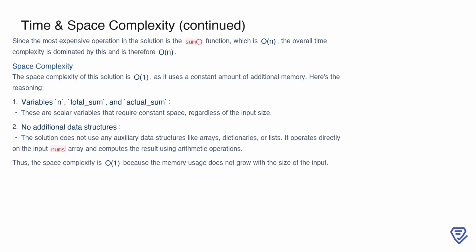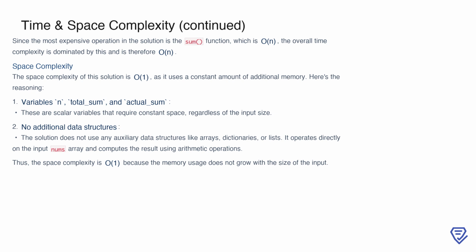Now, turning to space complexity, the solution uses a constant amount of additional memory, making the space complexity O(1). Here's why: the algorithm only uses a few scalar variables, such as n, total_sum, and actual_sum, each of which requires constant space. Additionally, no auxiliary data structures, like arrays or dictionaries, are used. The solution operates directly on the input array, performing arithmetic calculations without allocating extra memory. As a result, the memory usage remains constant regardless of the size of the input array, leading to a space complexity of O(1).